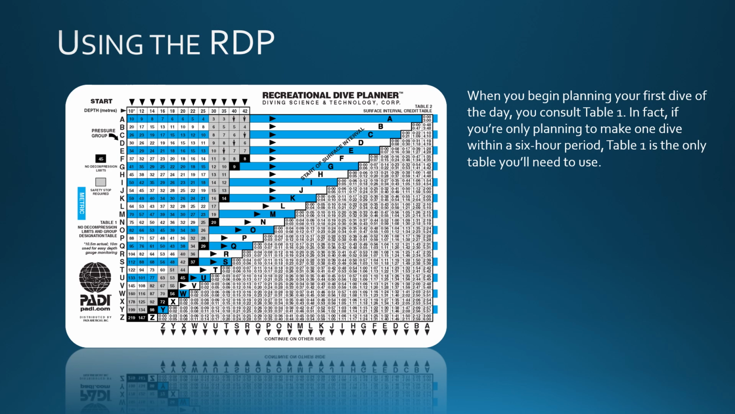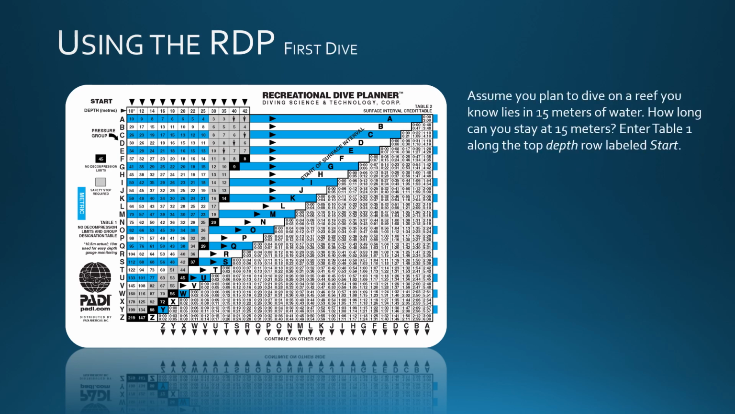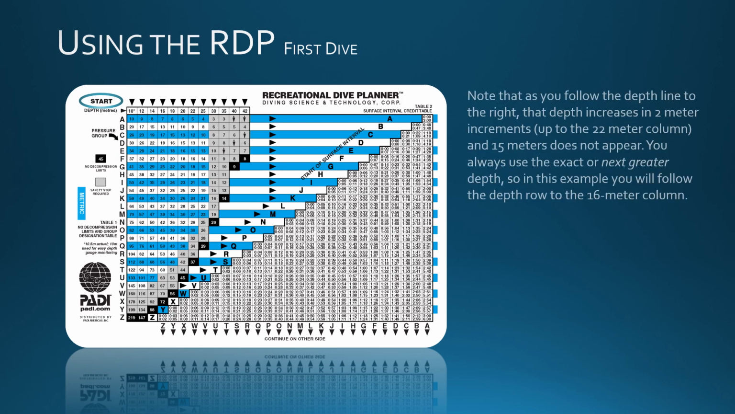Table 1 is where you start planning your first dive, and if you only do one dive in a 6-hour period, it's the only table you need to use. So let's say you start your first dive to 15 meters. We need to see how long we can dive at a depth of 15 meters. Begin at the word start on the top left-hand corner of the RDP. Right below start is a row called depth. In this case, we're using meters. Follow that row over till you find 15 or greater.